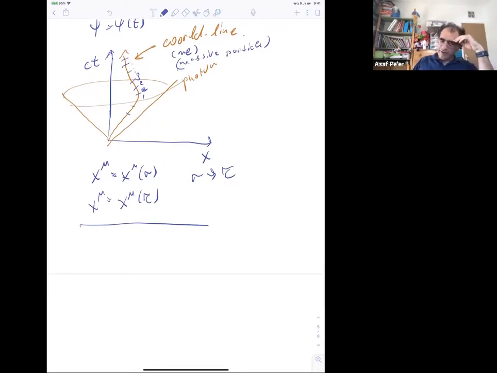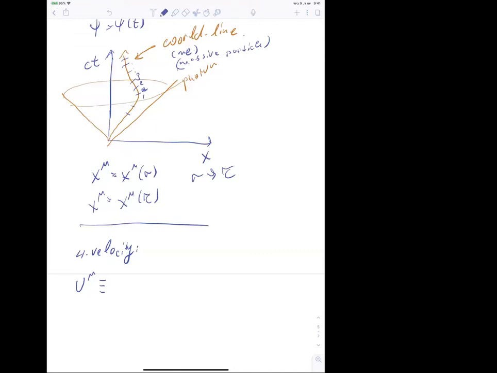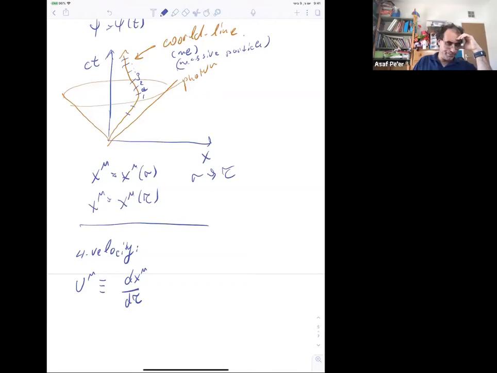So we define the four-velocity, U mu, right? How am I going to define it? Some clever idea? The derivative of the 4 vector? Yeah, with respect to what? Proper time? Of course. Very good. Now, again, similar to all other vectors, U mu is defined at any given location along the world line.